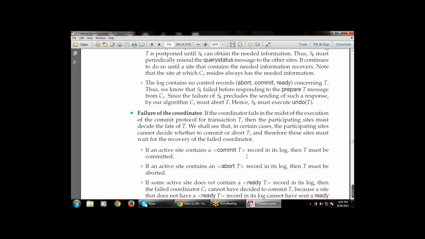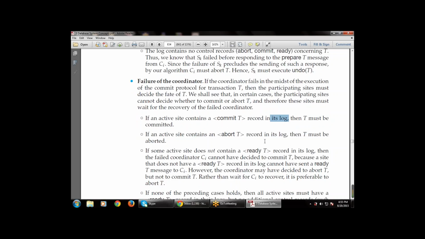If an active site contains a commit T record in its log, then T must be committed. If an active site contains an abort T record, then T must be aborted. If some active site does not contain a ready T record in its log, then the failed coordinator Ci cannot have decided to commit T, because a site that does not have a ready T record in its log cannot have sent a ready T message to Ci.